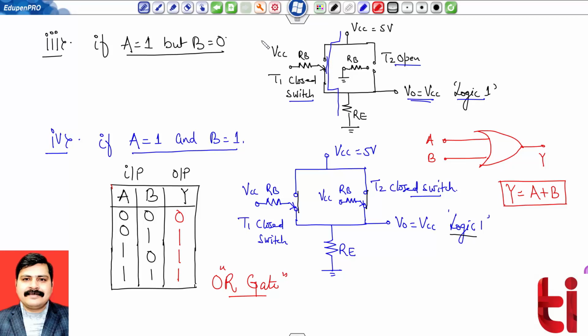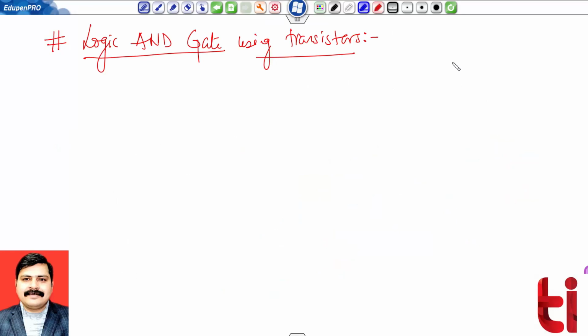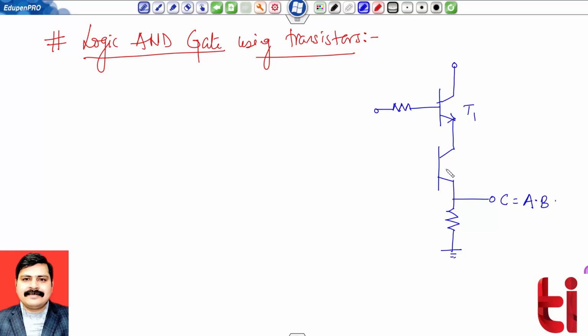Now I will tell you the circuit of the logic AND gate also. I have two transistors and both should be connected in such a form that they form a series connection, that is, the emitter of transistor T1 is connected to the collector of the other transistor, driven by a supply VCC, with base resistance RB. Suppose inputs A and B are given over here, and this is an emitter resistance.